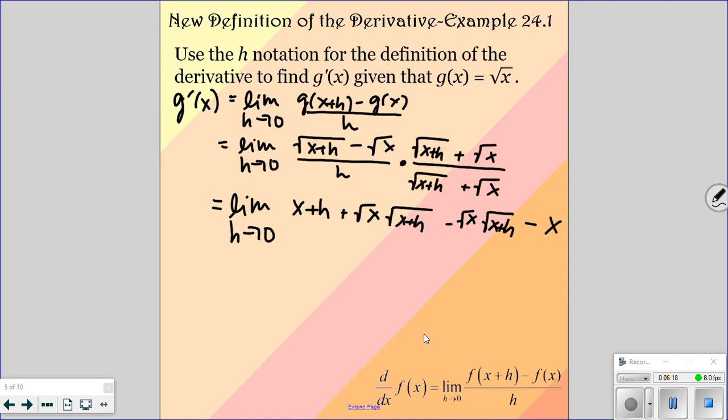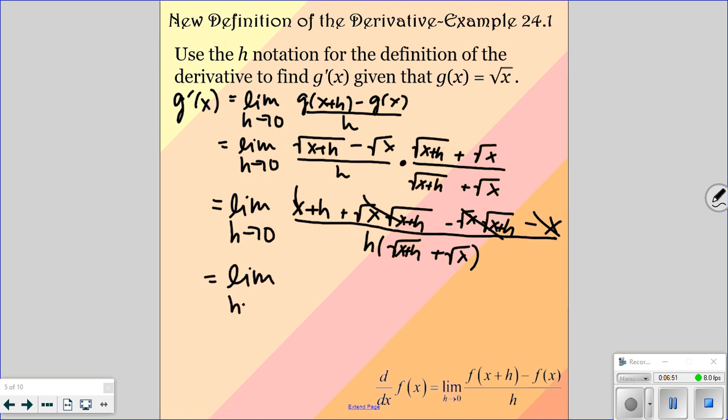For your denominator, you're going to have h times the square root of x plus h plus the square root of x. Okay, so that's distributing it. Now we want to try and cancel some stuff. So if you notice, this term here cancels with that one, and the x is canceled. So in our numerator, we're left with just h. And we're going to have h times square root of x plus h plus square root of x.